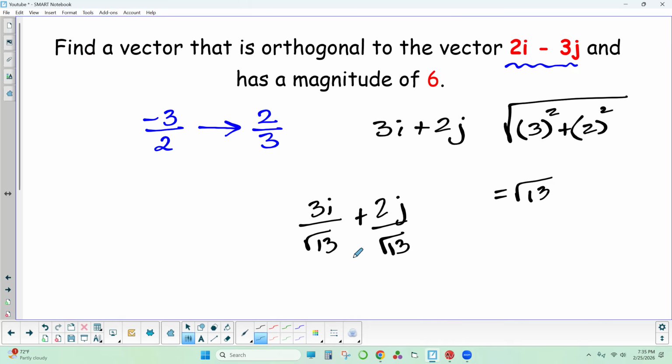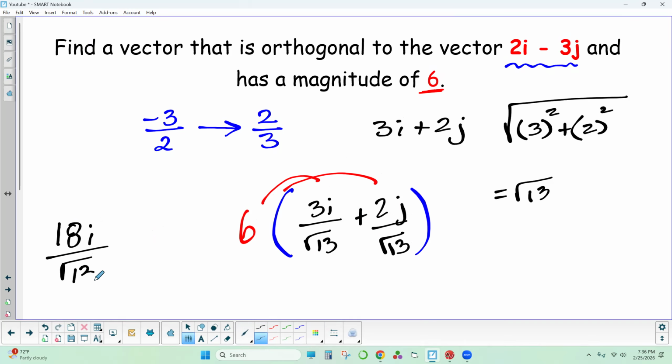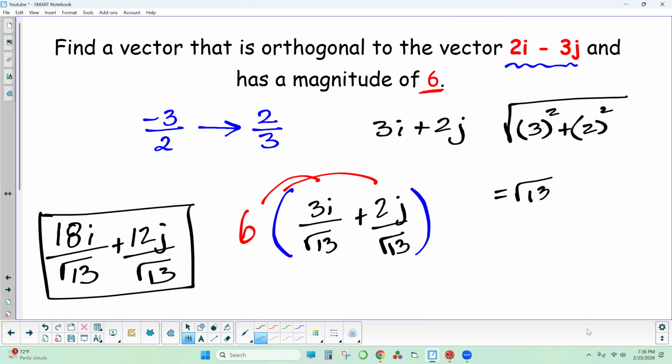And once we have a unit vector, we can then multiply that by any scalar. In this case, we'll multiply it by 6. And now we have a vector that's going to be orthogonal and have a magnitude of 6. So our final answer would be 18i over root 13 plus 12j over root 13. All right. Okay, so these ideas typically go with dot product when the dot product is introduced in your course.